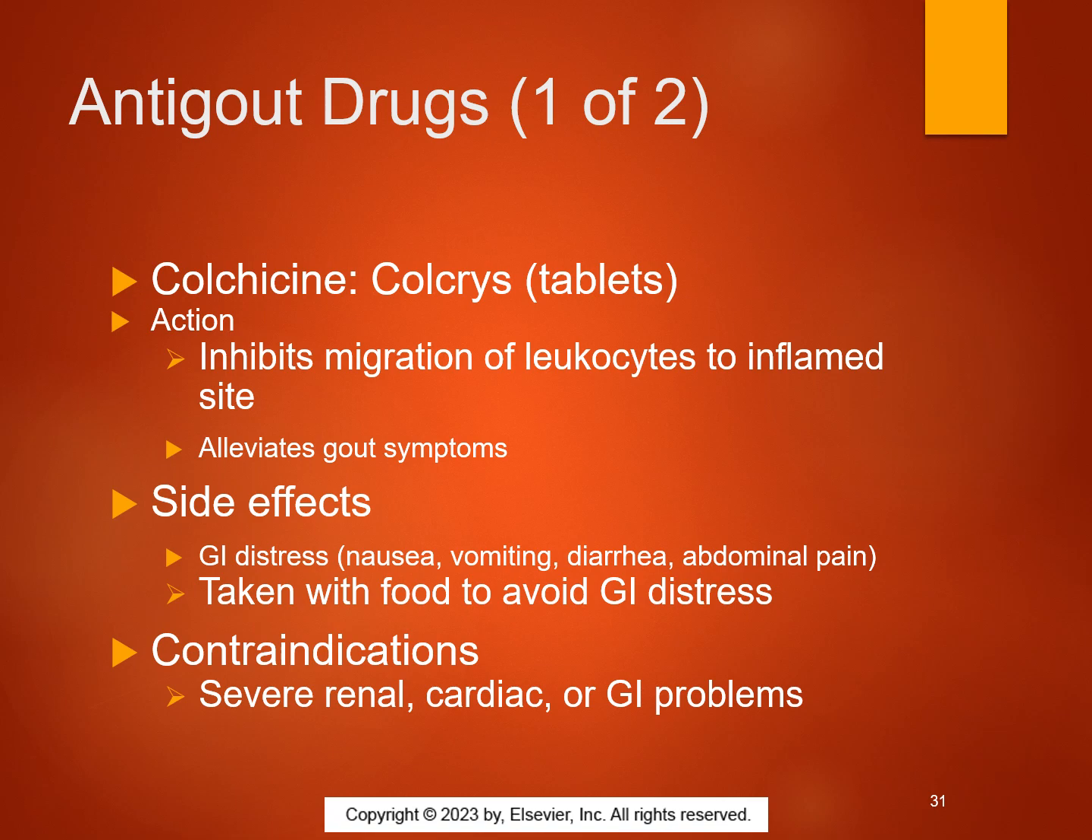So what colchicine does not do: it does not lower the uric acid level. It does not stop the uric acid production. It does not help remove it. It only treats the inflammation of the attack. So it's used for acute episodes of gout attacks, and it works best when it's started very early.